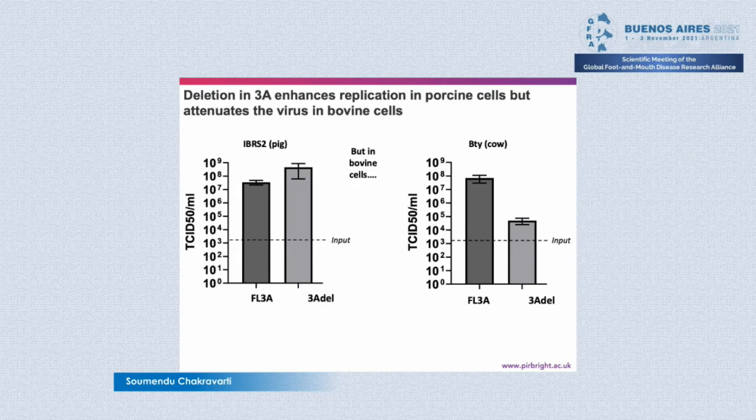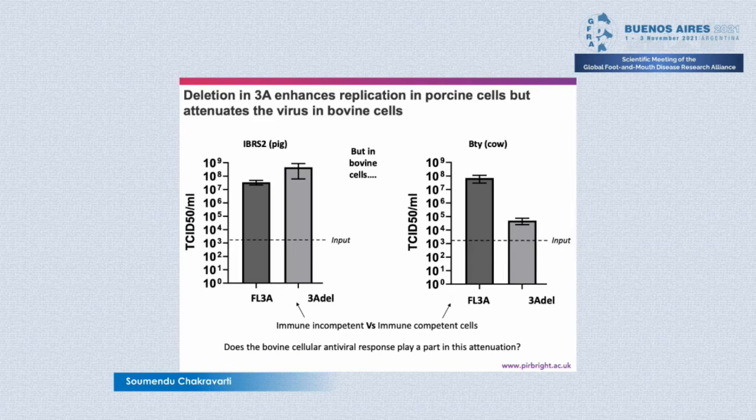We then did an infectivity assay in the IBRS2 and the BTY cells. The titer of the 3A deleted virus was higher in IBRS2 cells compared with the full-length virus. In the BTY cells, there was a huge difference between the titer of the full-length virus and the 3A deleted virus. The titer of the 3A deleted virus was only slightly more than the input, indicating that the 3A deleted virus is attenuated in bovine cells, which have the functional interferon signaling pathway. Now this raises a question whether the cellular interferon response plays a role in this attenuated phenotype in the bovine cells.